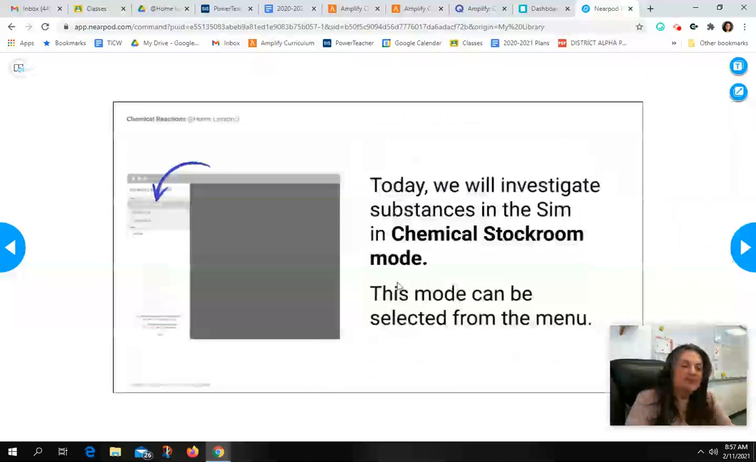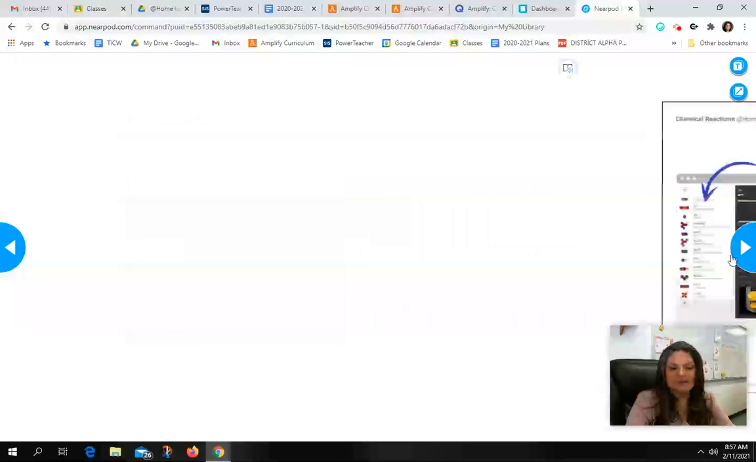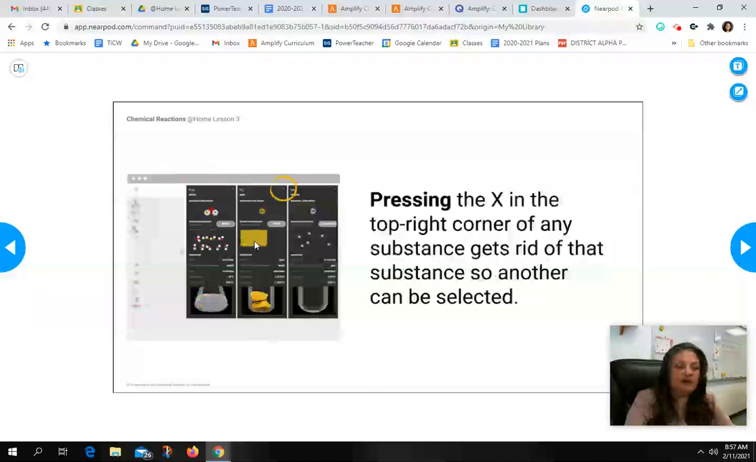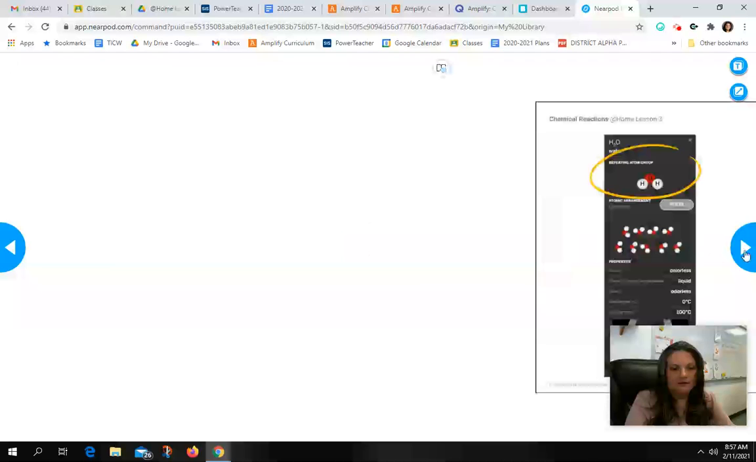Today, when we use the sim, we're going to use the chemical stockroom mode. And to get that, you're going to click the 3 pancakes that will be here to give us our menu. And then you choose the top one, which is the chemical stockroom mode. To compare substances, you're going to choose them from the list that has been given to you. And you can compare up to 3 substances at a time. Should you change your mind and want to get rid of a substance, you can do that by pressing the X in the upper right-hand corner.